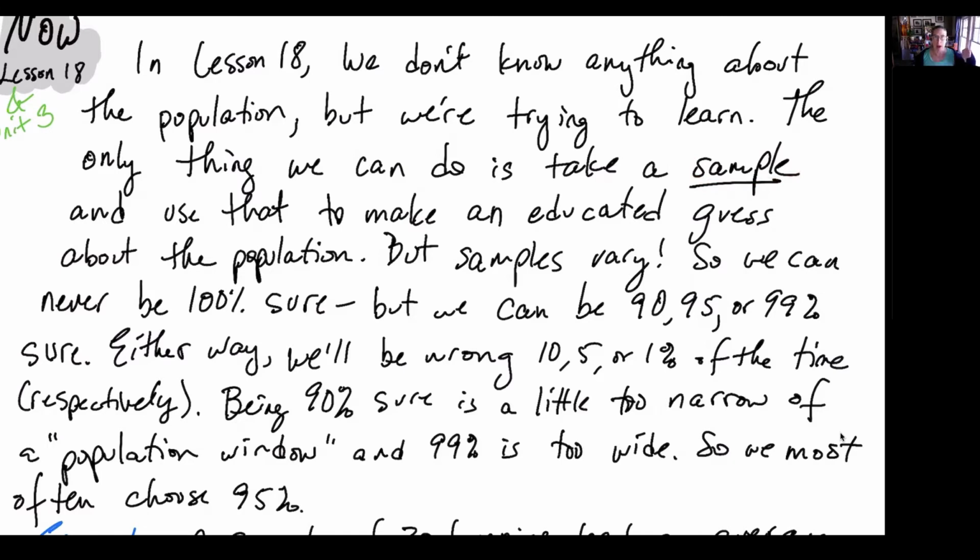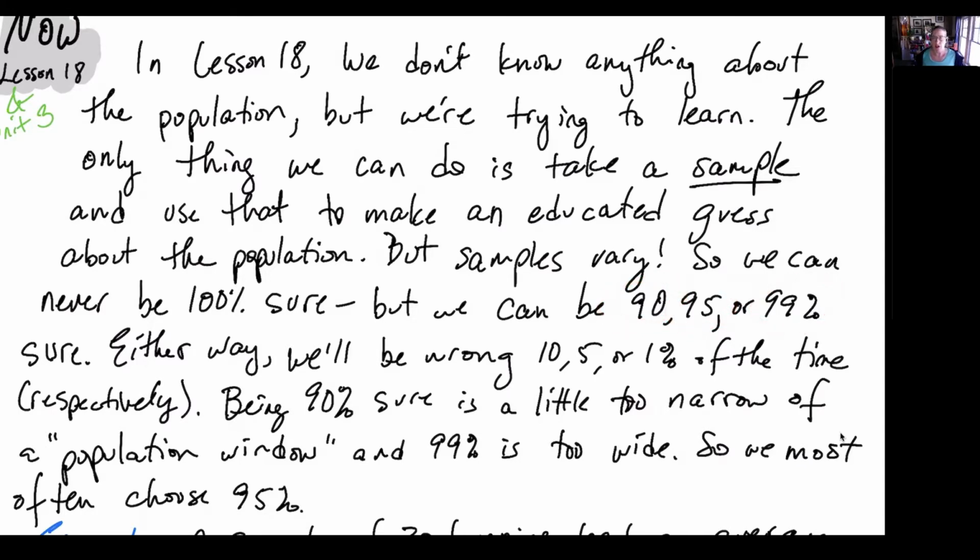Okay, and if you remember from way back when we were doing linear correlation, extrapolate means that you have a set of data and you're trying to find something based outside of that set of data, versus interpolation, which is when you're within that set of data. So we're trying to extrapolate from the sample, but samples vary, and this is a huge thing to keep in mind. Okay, so we can never be 100% sure, but we can be 90% sure, 95% sure, or 99% sure.